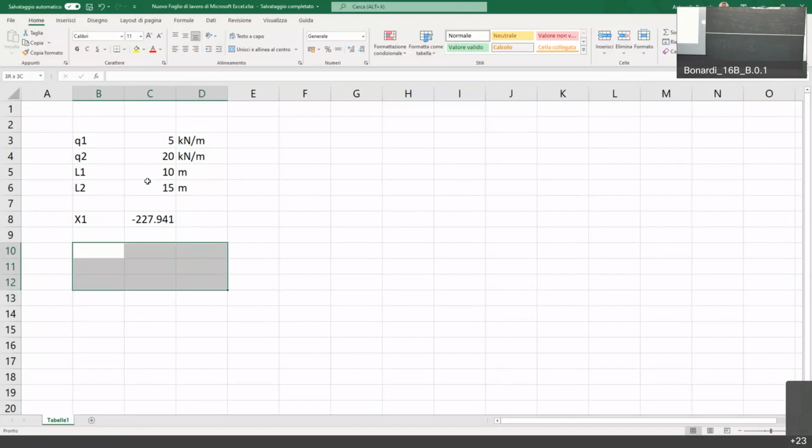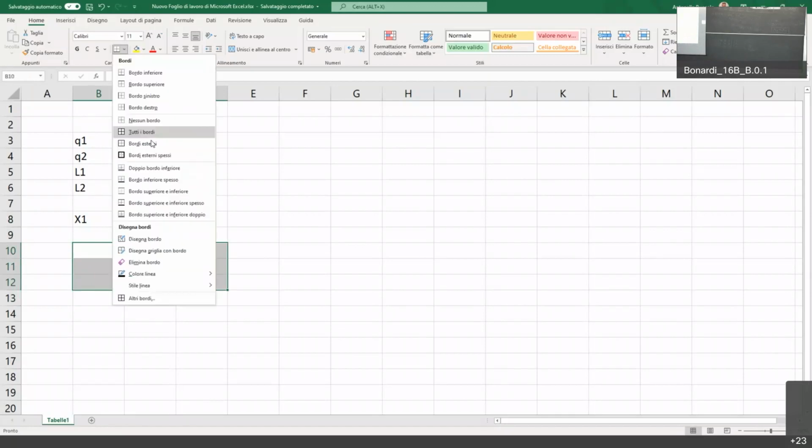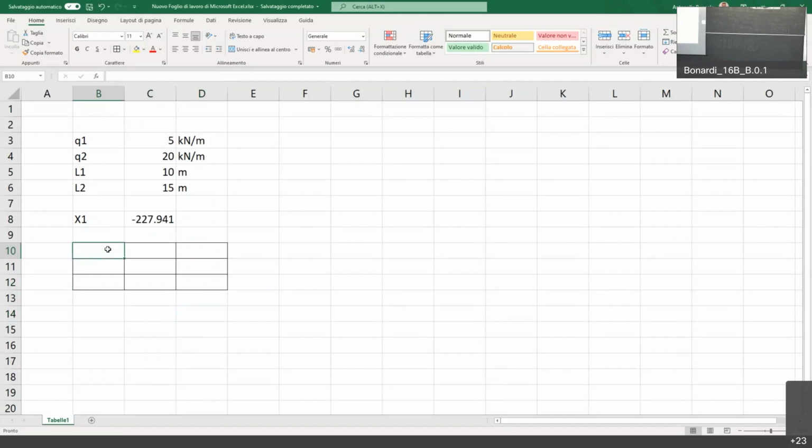Just to make it easier to understand, we draw the lines. This is the matrix of the coefficients. In the first term, there was L1 plus L2 over 3. So again we insert equal, because we are inserting a formula and we expect a numerical result. We open the brackets, because we have a ratio. L1, we just click on that cell, plus L2. We close the brackets, over 3. It is 8.333.